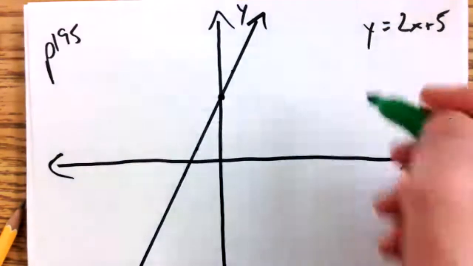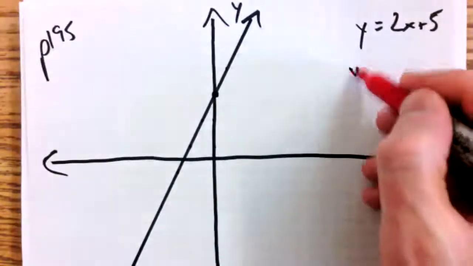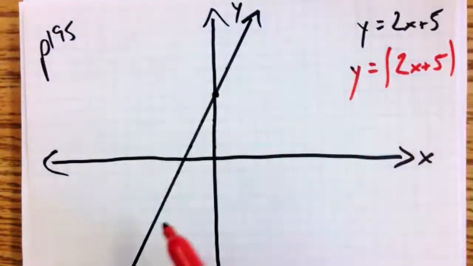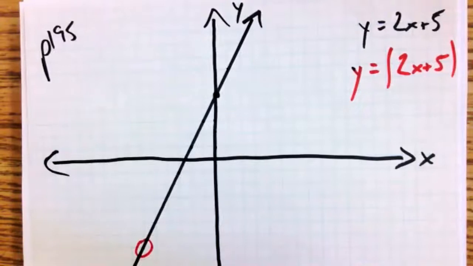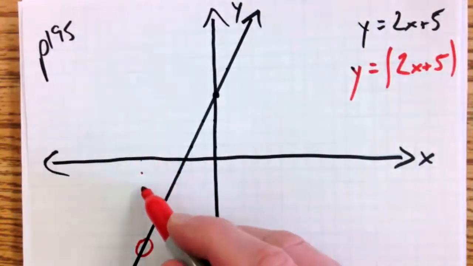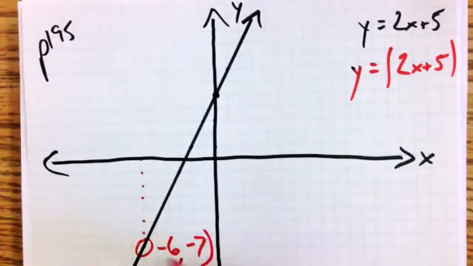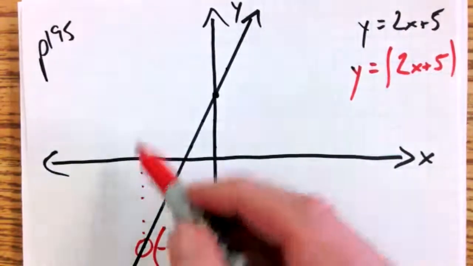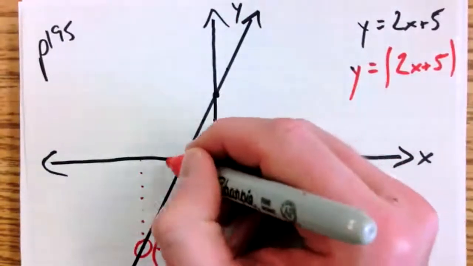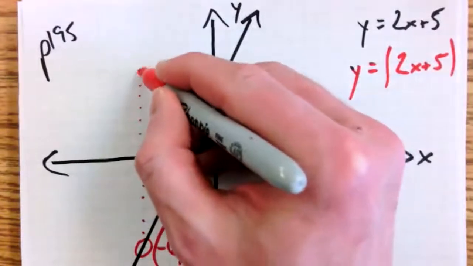So now the absolute value, actually I don't like this green one. Y equals the absolute value of 2x plus 5. We can pick a point down here. So let's have a look at this point right here. It's negative 6, negative 7. That means it'll be negative 6, positive 7. So 1, 2, 3, 4, 5, 6. Right there. That's all I need.